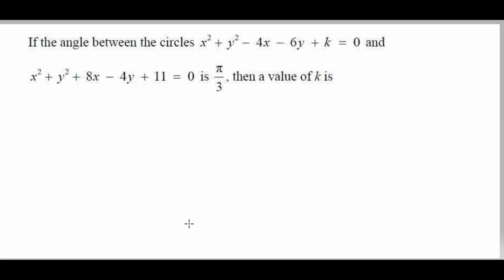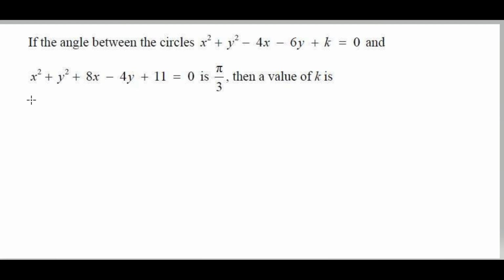The angle between the circles x square plus y square minus 4x minus 6y plus k is equal to 0, and x square plus y square plus 8x minus 4y plus 11 is equal to 0 is pi by 3. Then the value of k is.